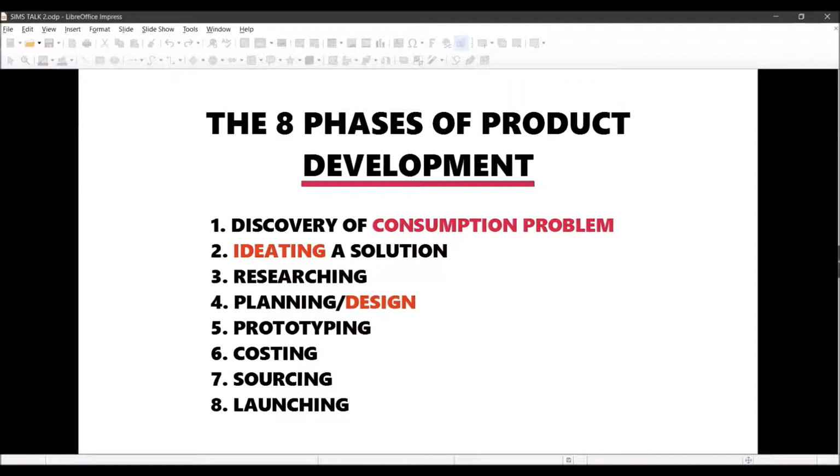The second phase is ideating a solution. The key word here that I wanted to highlight is ideating. Ideating means generating ideas which are a solution to the problem. Multiple solutions may be possible. We must choose the right kind of solution which will help to solve the problem, and at the same time be commercially viable. Then we do a lot of researching.